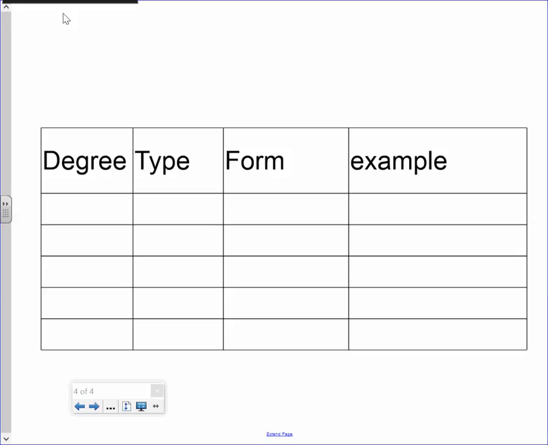Pass this to Miss Gonzalez. You don't need a ruler. It's going to be okay. It'll be okay, trust me.